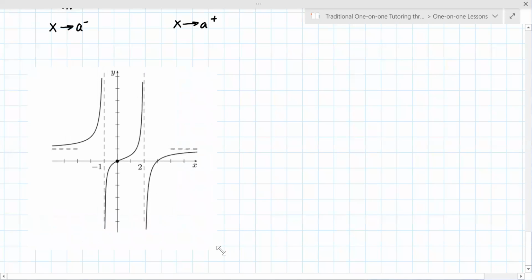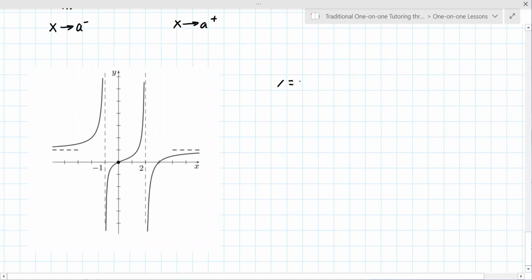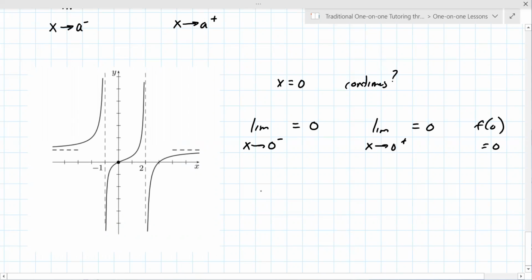Okay, so is this function continuous at x equals 0? Yes. It is, because the limit as x approaches 0 from the left is 0. The limit as x approaches 0 from the right is 0, and f of 0 is 0. How about at x equals -1? No. The limit from the left is infinity. The limit from the right is negative infinity. No way. Okay, so all 3 have to be true for it to be continuous.